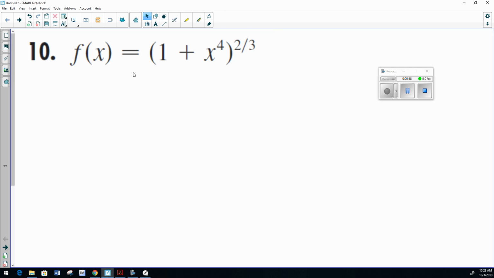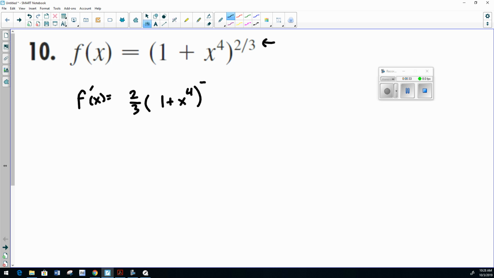Here we go. So I can immediately start the derivative, which is controlled by the power. So it's the power rule. 2/3 comes down, 1 plus x to the 4th. I take 1 away from 2/3, which is negative 1/3, times the chain rule. And the chain rule is going to be the derivative of that.